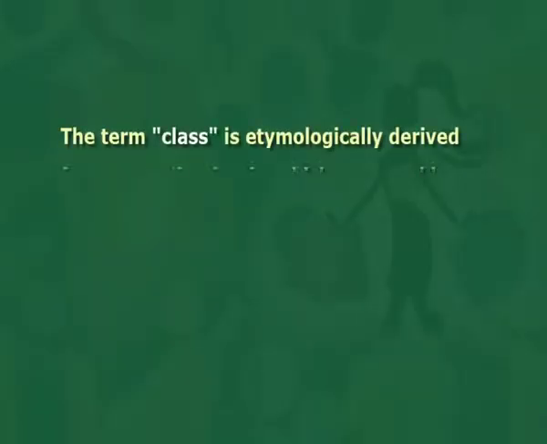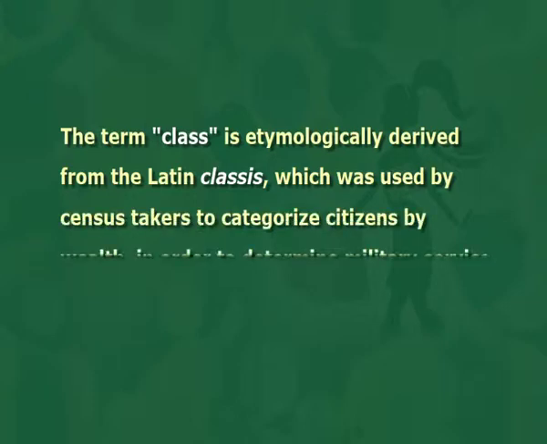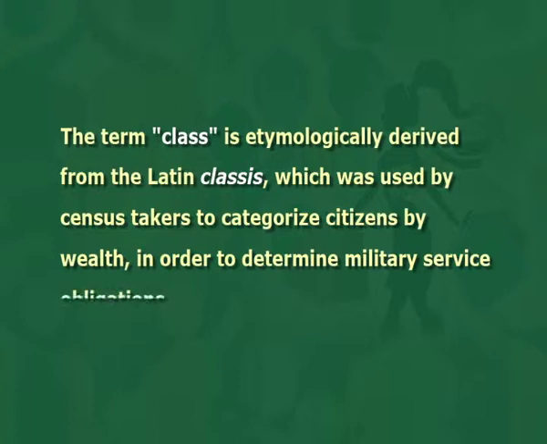The term class is etymologically derived from the Latin classes, which was used by census takers to categorize citizens by wealth in order to determine military service obligations. In the late 18th century, the term class began to replace classifications such as estates, rank and orders as the primary means of organizing society into hierarchical divisions. This corresponded to the general decrease in significance ascribed to hereditary characteristics and increase in the significance of wealth and income as indicators of position in the social hierarchy.